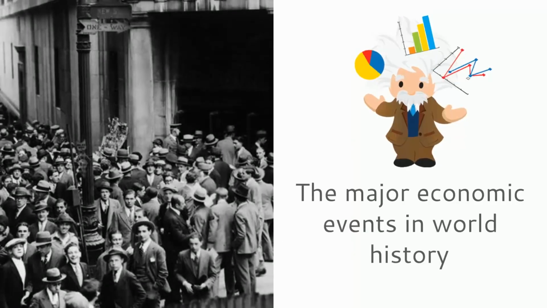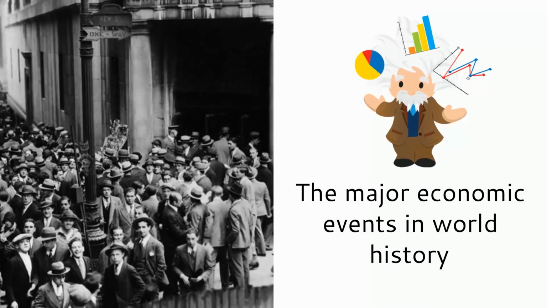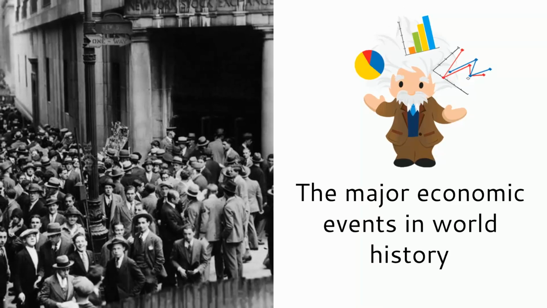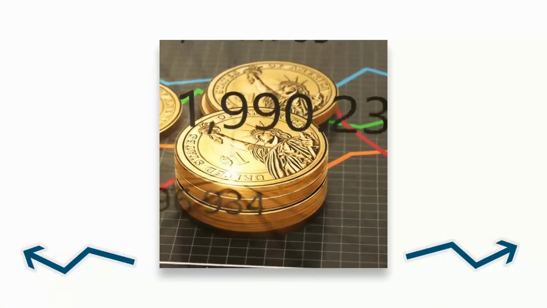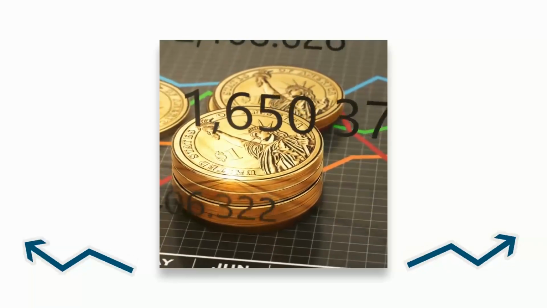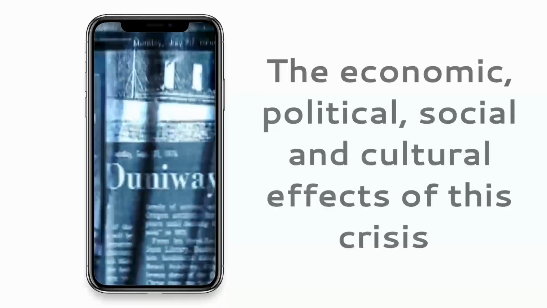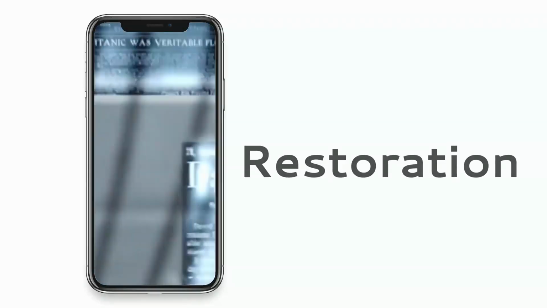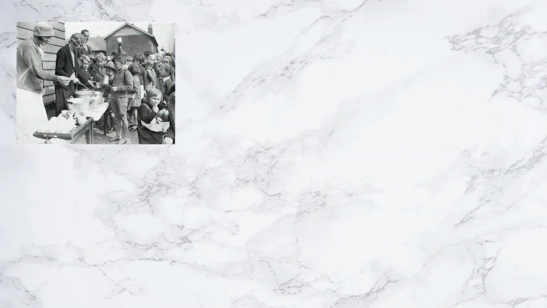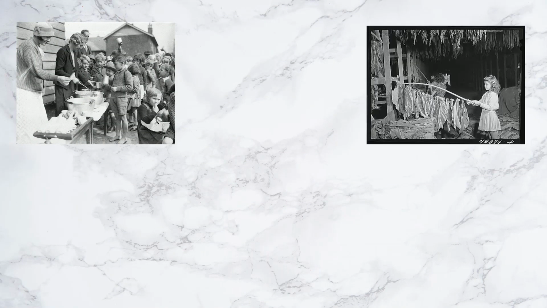The Great Depression was one of the major economic events in world history. It affected every sphere of life. The outcomes were such that they changed the face of the world economy. This article deals in detail with the economic, political, social and cultural effects of this crisis and the process of restoration. Economic effects. As it was a major economic phenomenon, it had serious and widespread economic effects.